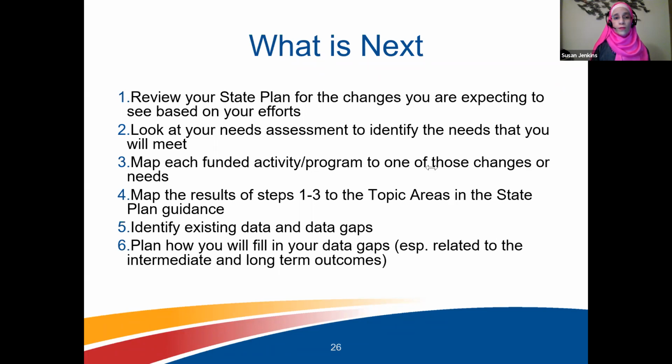Map the results of steps 1 to 3 to the topic areas that are in the state plan guidance. Identify the existing data and data gaps that you have related to measuring those needs and the changes in those needs over time and the outcomes that you've identified. And use the data that you have while you start to work on filling in some of those data gaps. Maybe you have some follow-up to ask people about knowledge. So you have short-term outcome data.